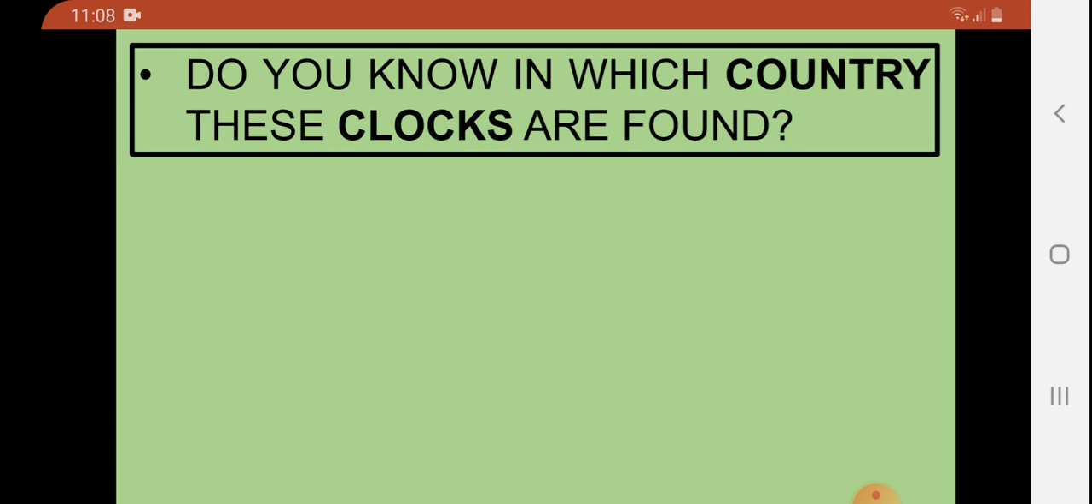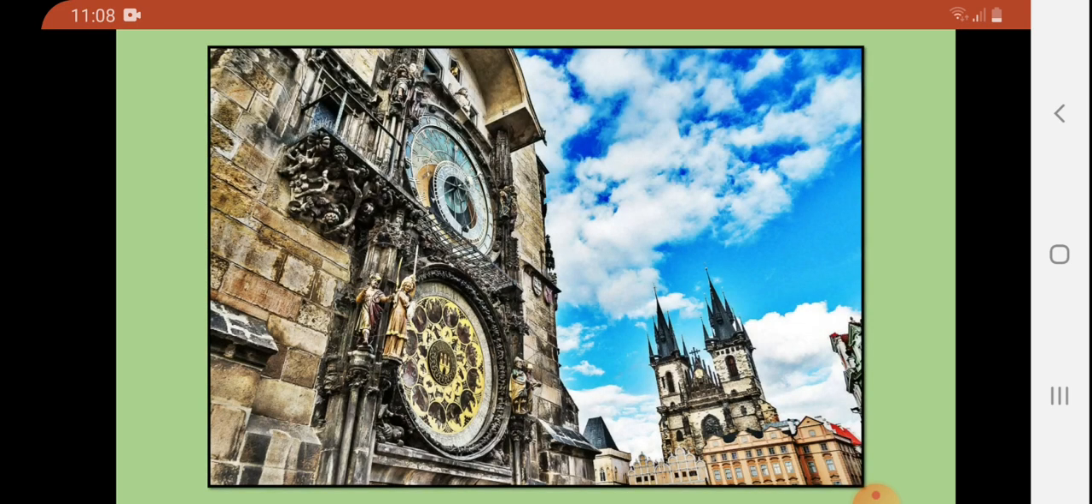So, the first question. If we were in class, I would ask you to figure out where these clocks are found around the world. You guess the country. I'm allowing you some time. Perhaps some of you have been abroad, and perhaps some are familiar with these clocks. This is the first clock. It's just an introduction, just to get things going.